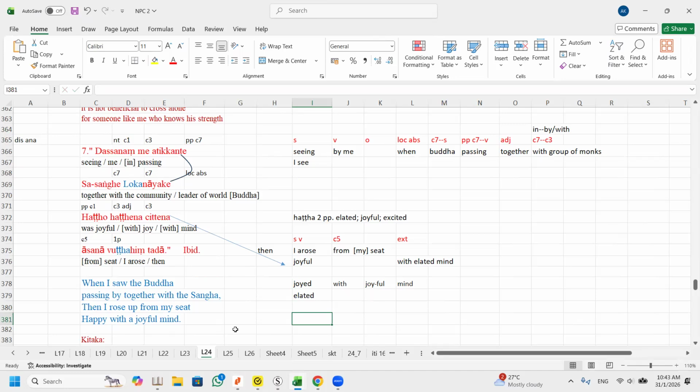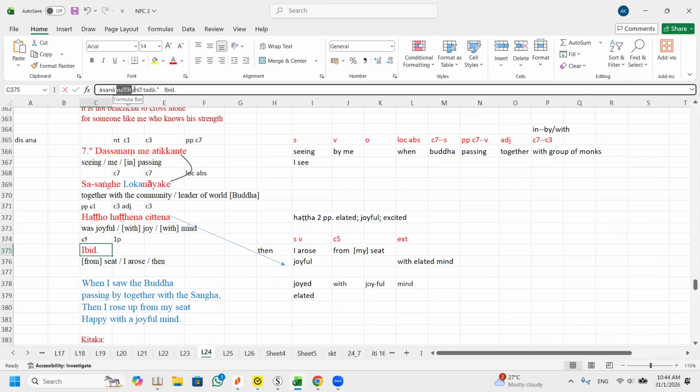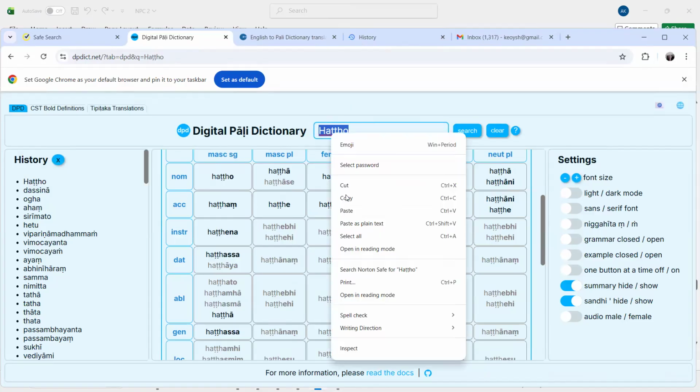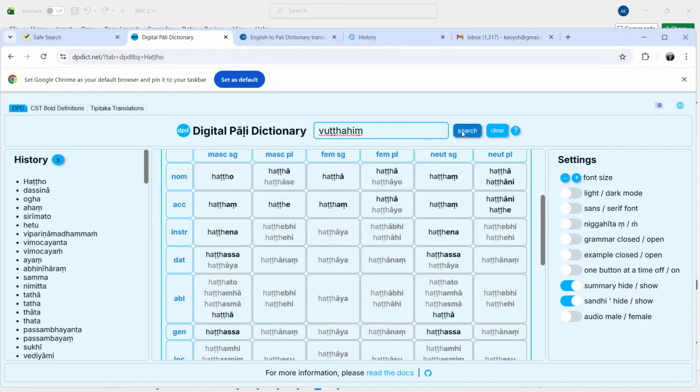Then can you see the word then? Okay. So then, can you see the word im here? Im here, it means it's the first person. I arose. Can you see I here? If you want to do this declension, I can do it for you to see. Let's go into the dictionary. This is the first person.